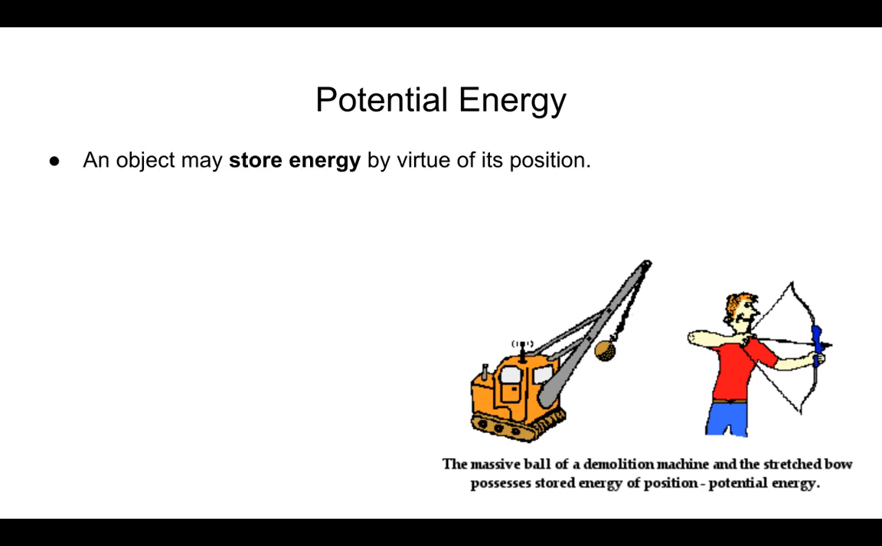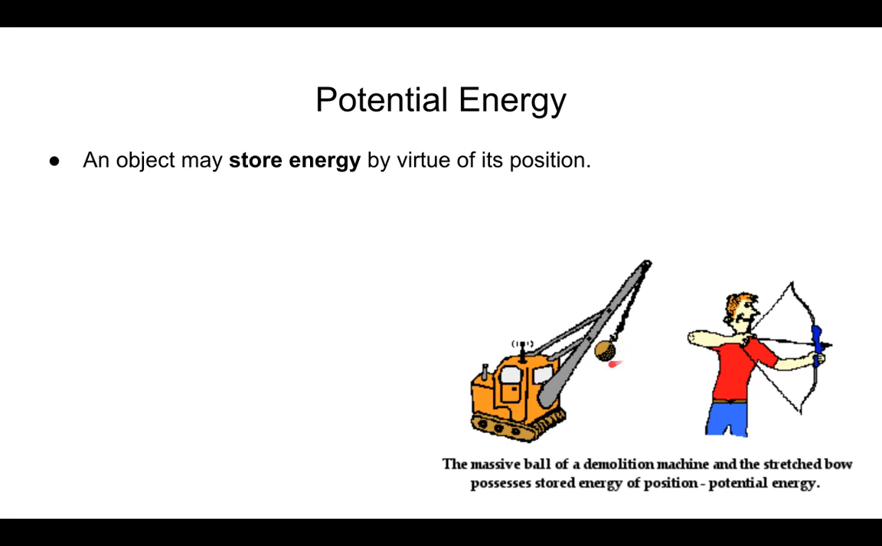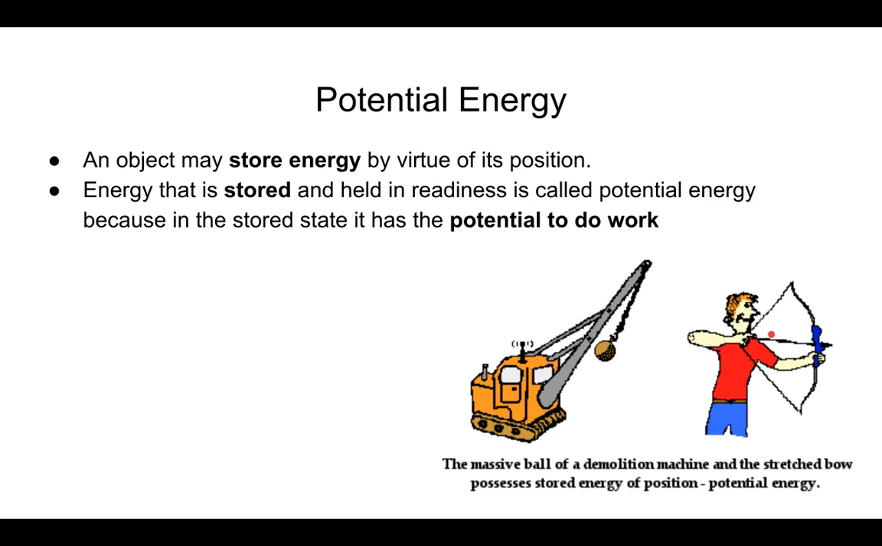So, the first thing we're going to be talking about today is potential energy. An object may store energy by virtue of its position. So, if we look over here, we have this demolition wrecking ball. Now, I'm going to have that Miley Cyrus song stuck in my head. But it's up at a certain height, so it has energy that's stored. This guy pulls back the arrow, and because of that position of the bow, that arrow has stored energy. Energy that's stored and held in what we call readiness is called potential energy because the stored state has the potential to do work.